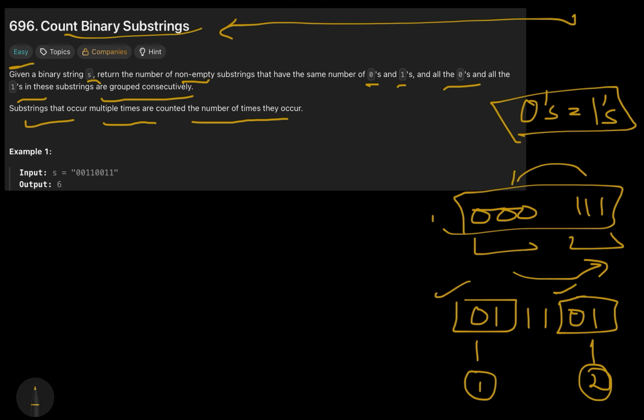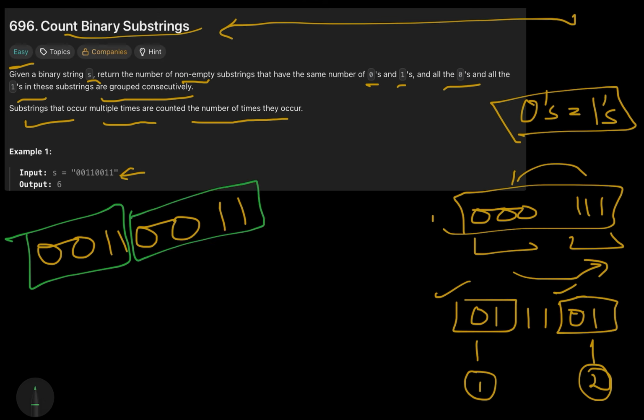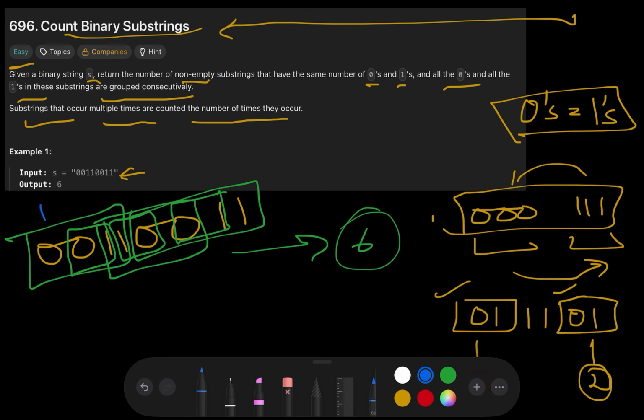We can repeat them. So let's take this example: 00110011. What substrings did we find here? One is this 0011. Another one can be this 0011. One could be 1100. And what else can be 01 and 10 and 0101. So all these substrings are the total number of substrings. These are six. See 1, 2, 3, 4, 5, and this is 6.